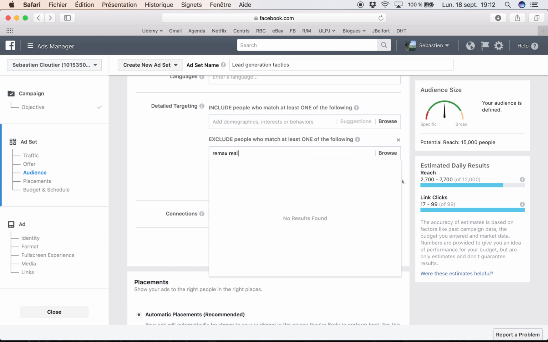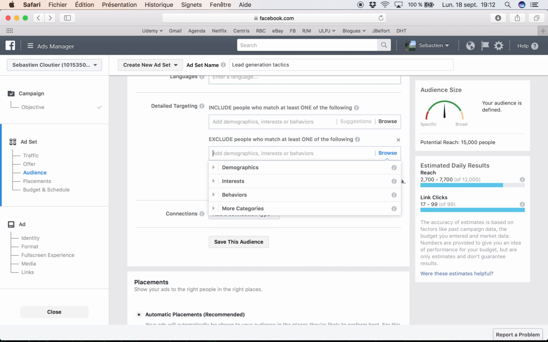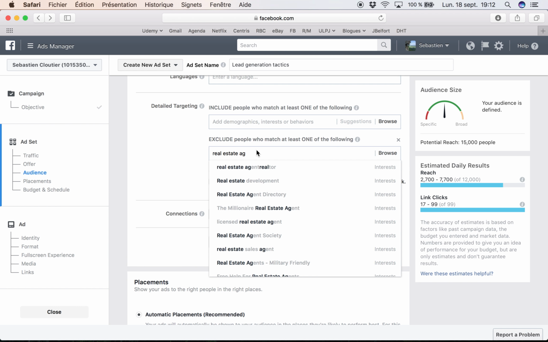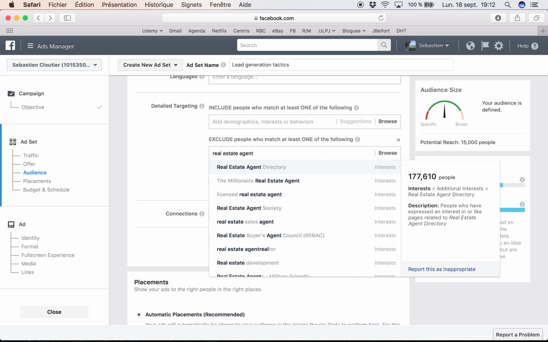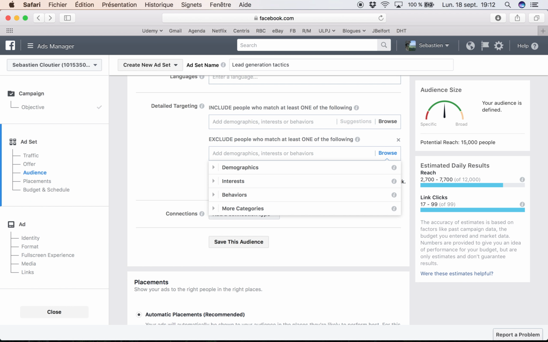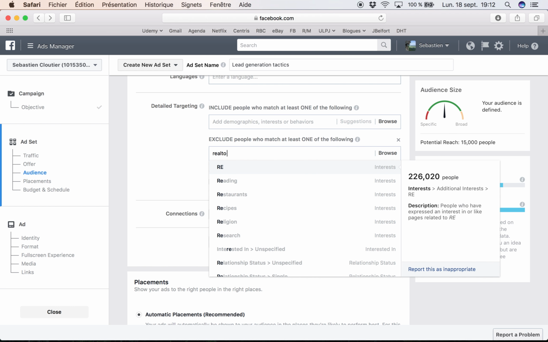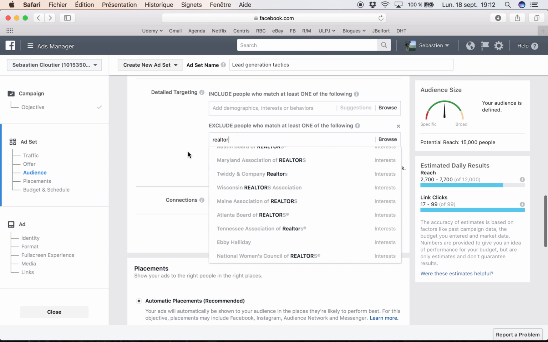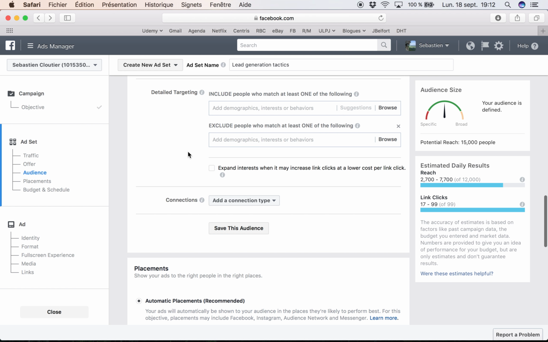Then I got nothing right here. Anyway, maybe if I write down real estate agent, realtor, interest. No, interest is good. I don't know why it doesn't say job or something. Usually it says job right away. Realtor. Let's try realtor. This is all interest. Usually, yeah. It's just because I'm recording that video that it doesn't work right now.